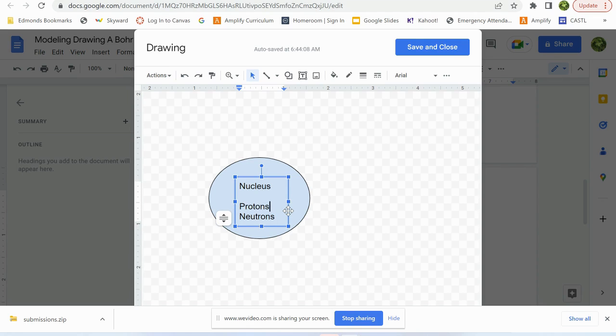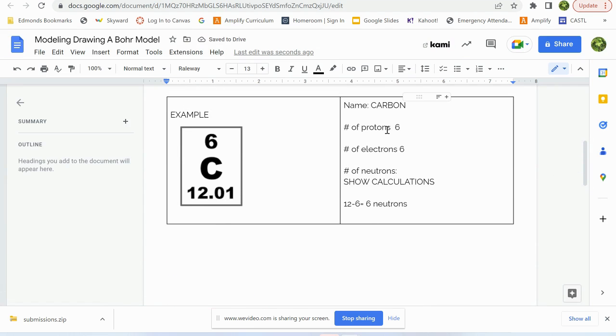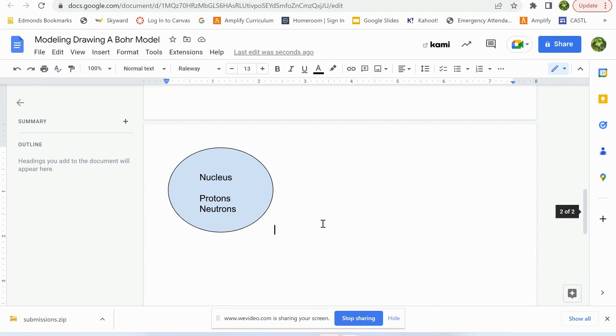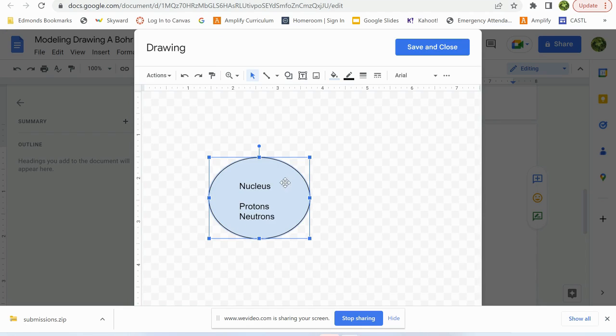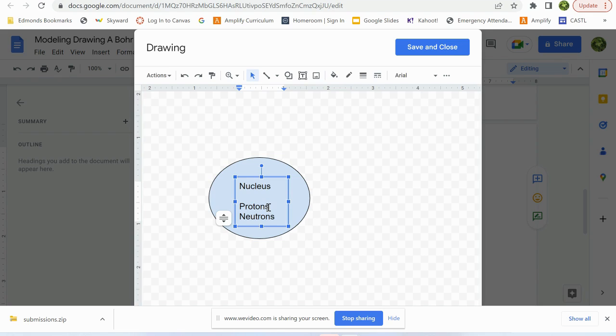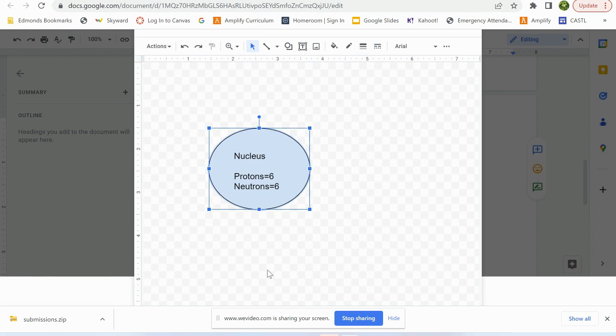How many protons did we have? We said we have 6 protons and 6 neutrons. Let me go back and edit this drawing. So we have 6 protons and 6 neutrons. I'm going to group these together so I can move this over.